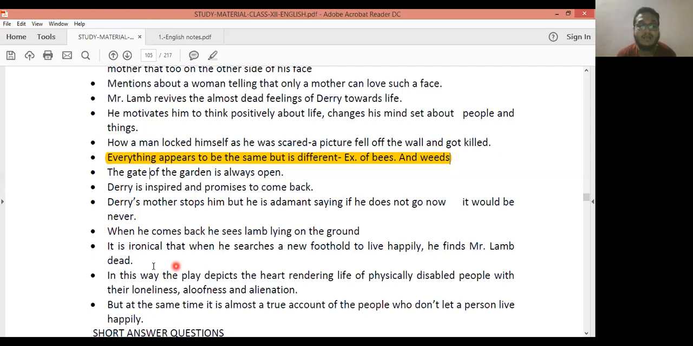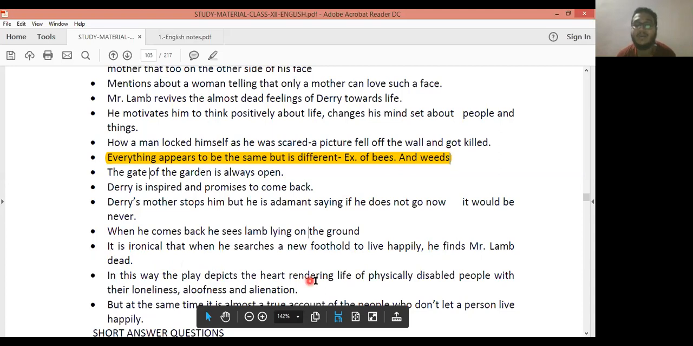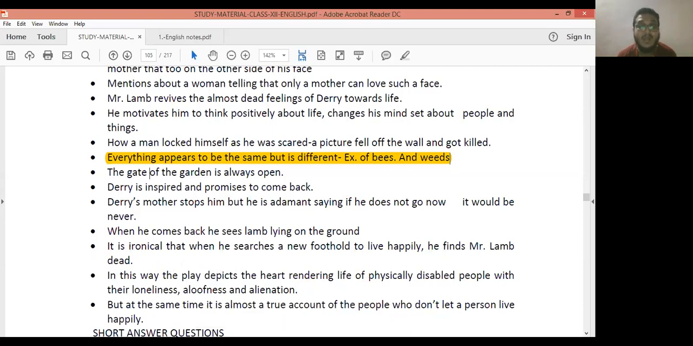Okay, so in this way, the play depicts the heart-rending life of physically disabled people, with their loneliness, aloofness, and alienation. How painful it is, their pain is there in the heart. So this is the reality of physically disabled or handicapped people. But really they are not handicapped, they are different people. What different? Being physically fit, whatever we can do, they can do the same thing in an extraordinary way. Something we cannot do, these people can do. So their loneliness, aloofness, and alienation is the pain.